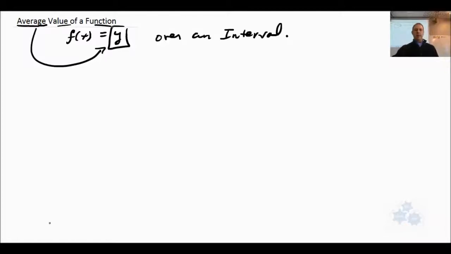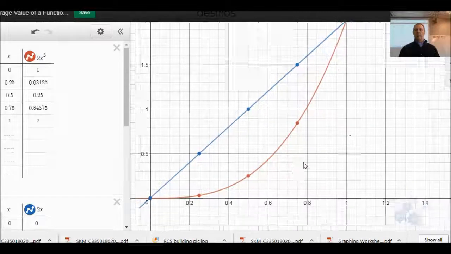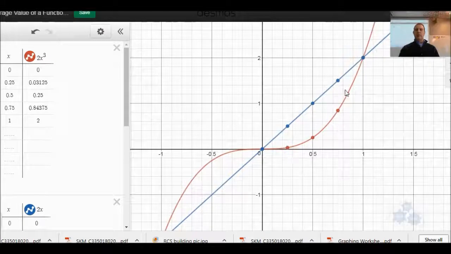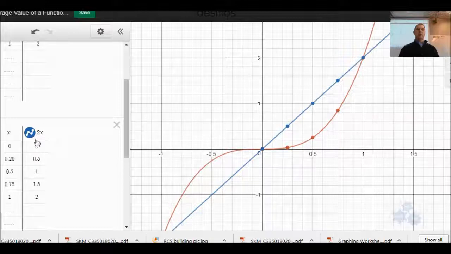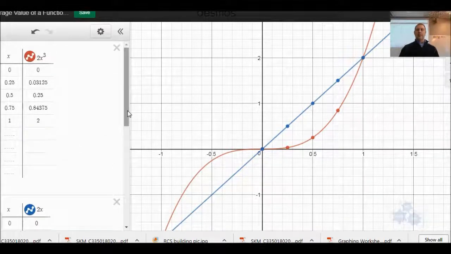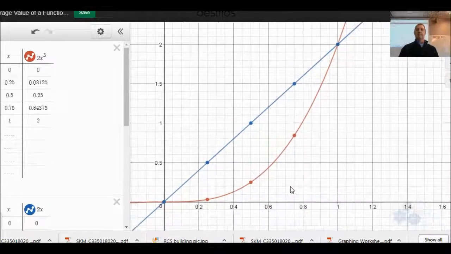Now, I just want to take you over here to this graph on Desmos. I have two graphs shown here. The two graphs that I have shown are y equals 2x cubed, and that's the portion from 0 on here, the red graph. If we zoom out a little bit, you can see that it's a cubic function. And the second one over here is y equals 2x, and these are the tables of values that we're going to use for this. So I've got the points on the graph. We'll zoom back in here.